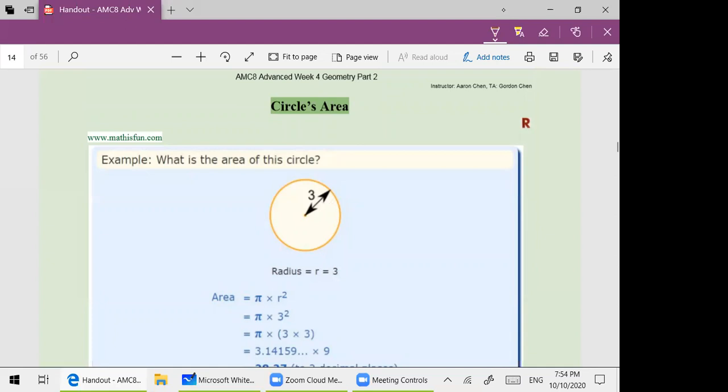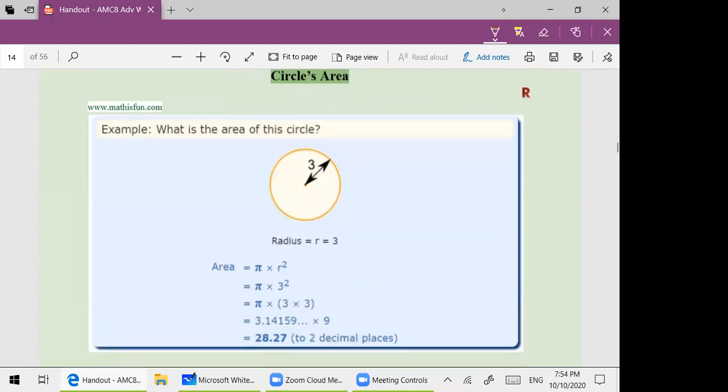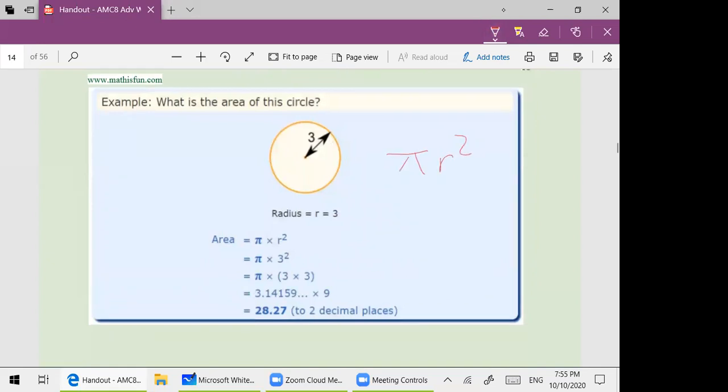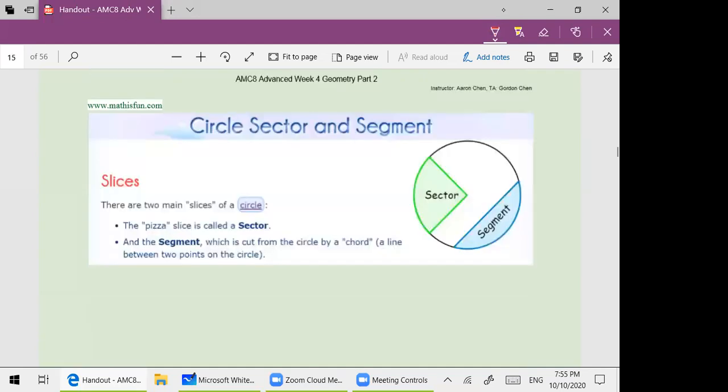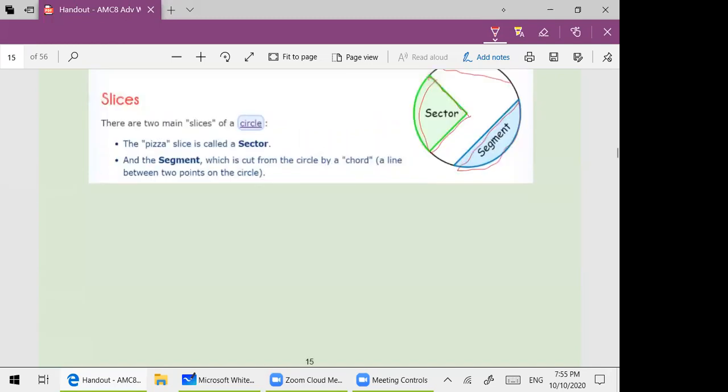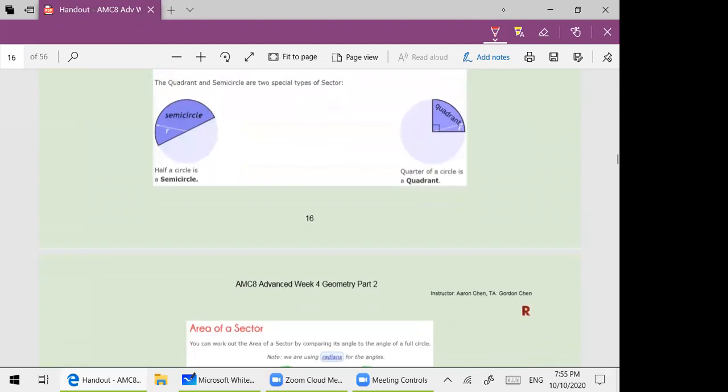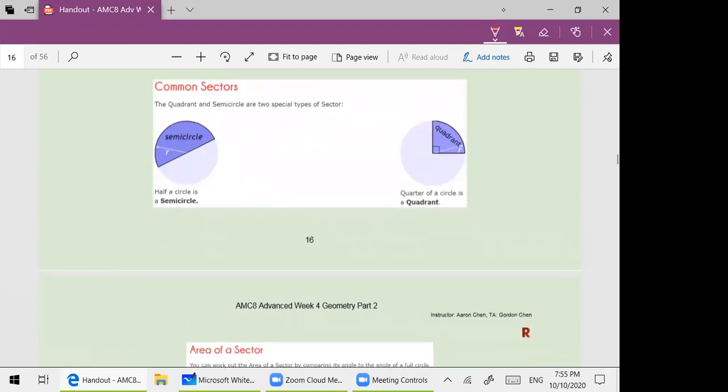Okay, circle areas. The area of a circle is pi r squared. And here are definitions of a circle. This is a sector. This is a segment. This is a chord. And here are probably the two most common types of sectors: semicircles, which are just half a circle, and a quadrant, which is a fourth of a circle.